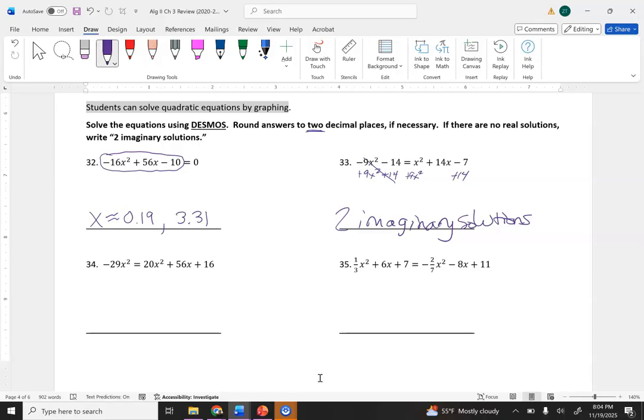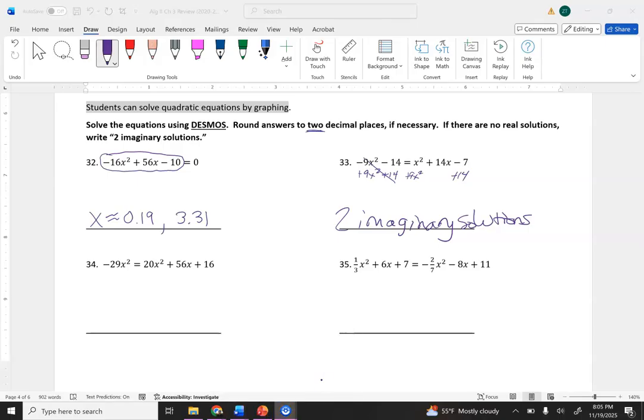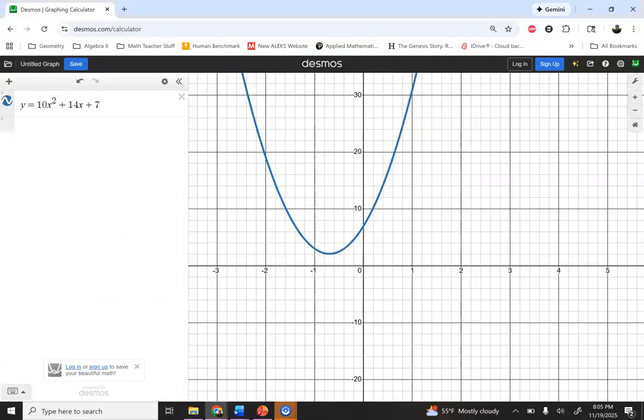All right, for 34 and 35, I'm going to switch back over to the other method, method 1, and that is we're going to type each of the sides of this equation in as if it's its own equation. So we're going to type in y equals negative 29x squared as its own equation, and we're going to type in y equals 20x squared plus 56x plus 16 as its own equation. And we're just going to see where these two things intersect, if they do. So let's start off with y equals negative 29x squared.